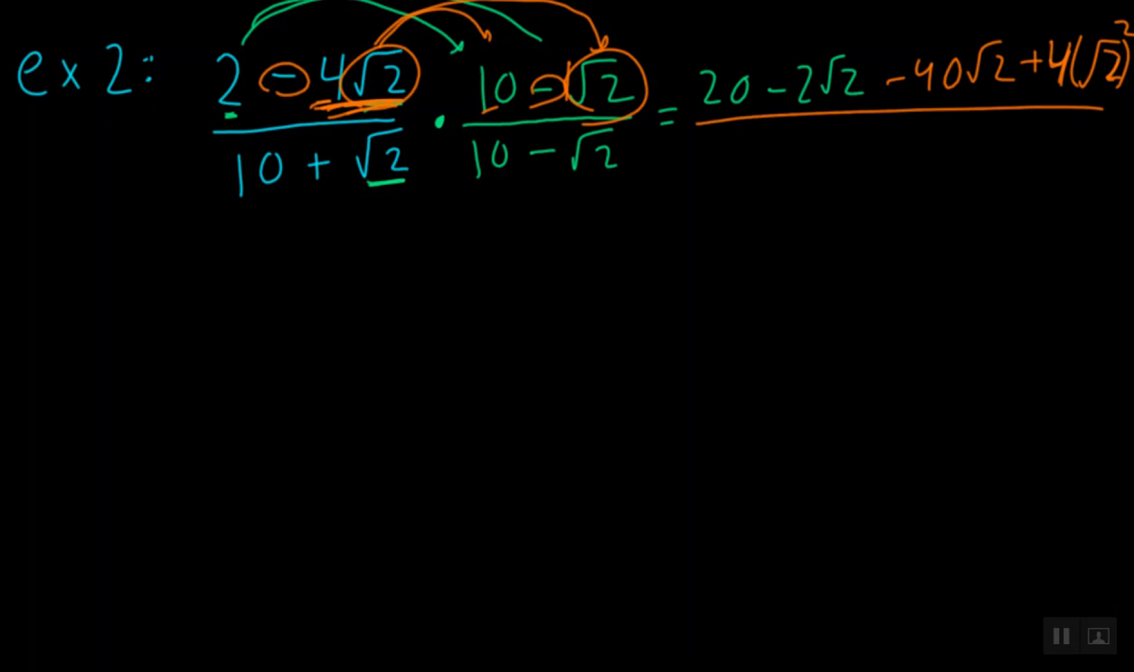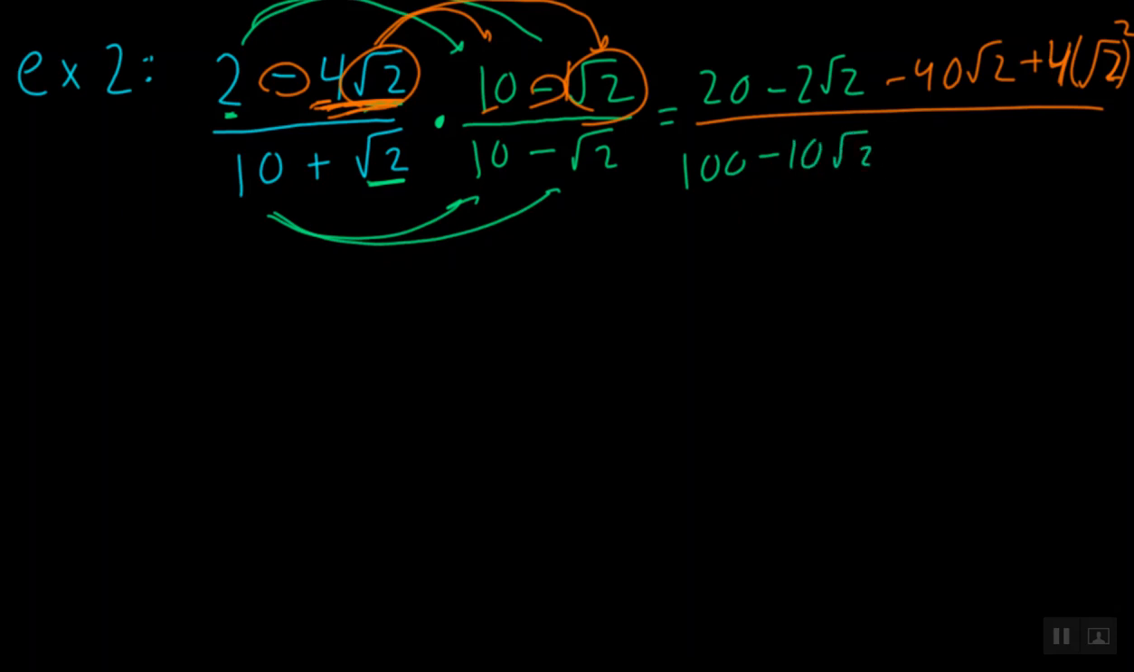Using a different color, let's switch to a nice green here. We have 10 times 10, which is 100. We have 10 times negative square root of 2, which is negative 10 square roots of 2.